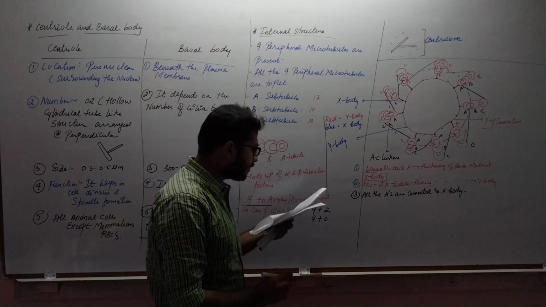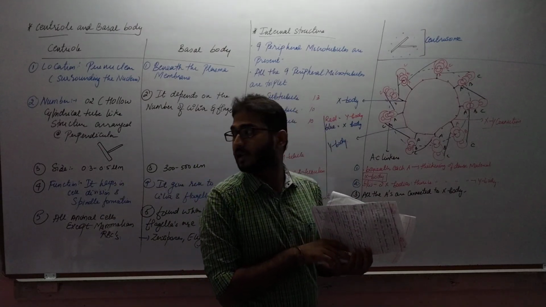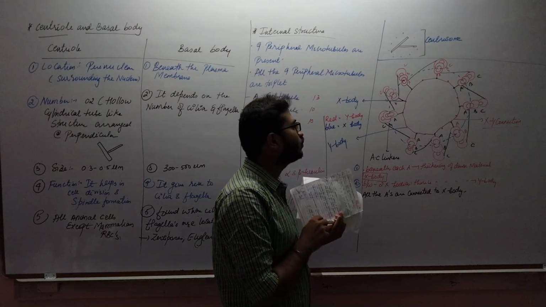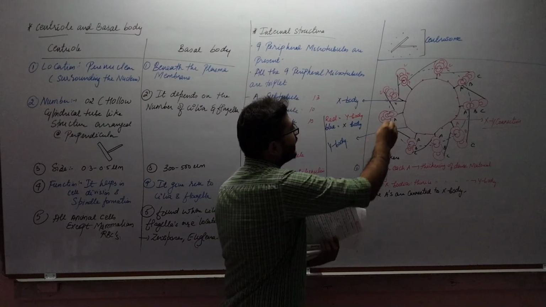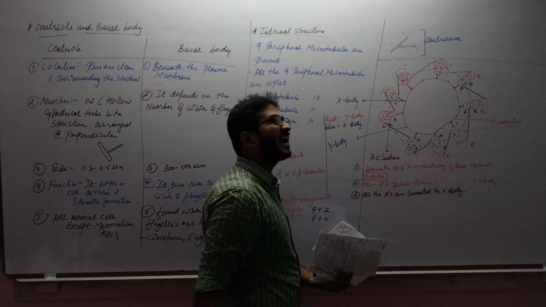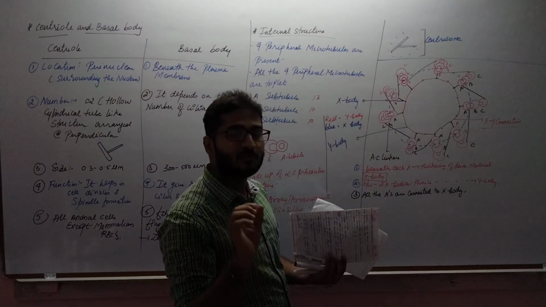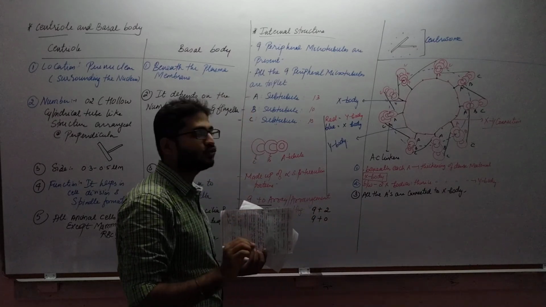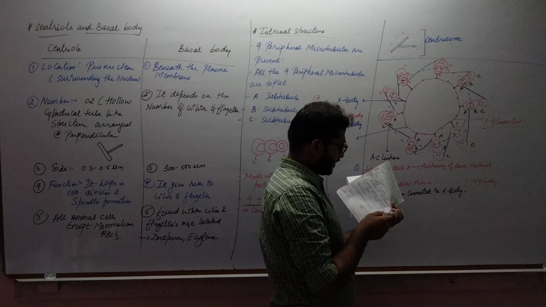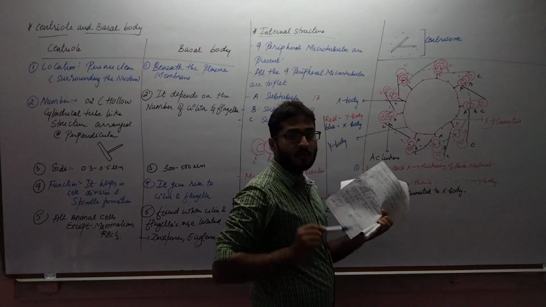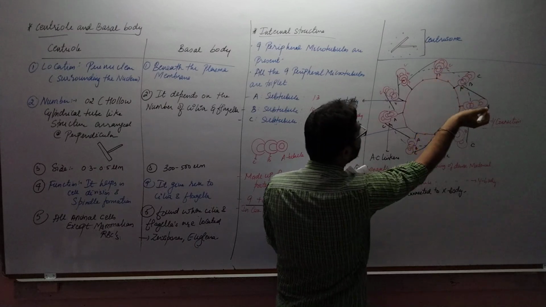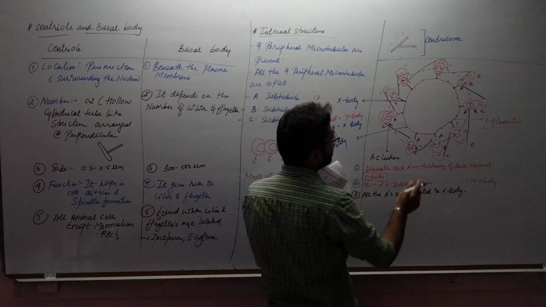Now all the Y bodies are connected to AC linkers. These are the red dotted structures which are Y bodies. That means all the Y's are connected to AC linkers. Now where are these AC linkers? Again I am using the blue marker to indicate AC linkers. These are AC linkers. 9 AC linkers we have, right?